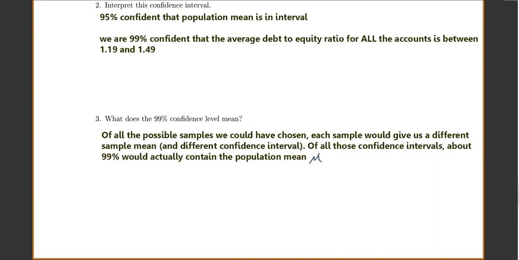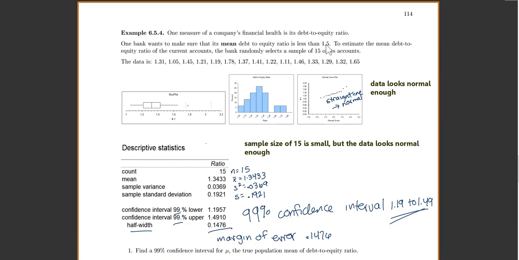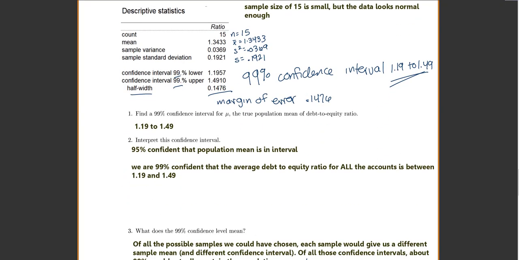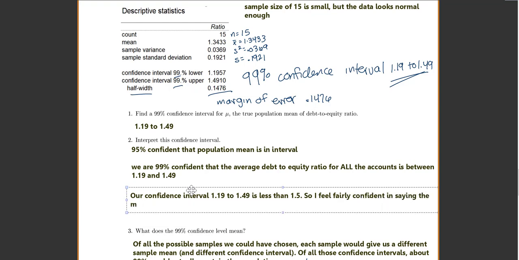Okay, now just to come back and look at this problem again, they said they want the debt to equity ratio to be less than 1.5. Looking at our confidence interval, does it seem like it's less than 1.5? So our confidence interval of 1.19 to 1.49 is less than 1.5. So I feel fairly confident in saying the mean debt to equity ratio is less than 1.5, so they should be happy.